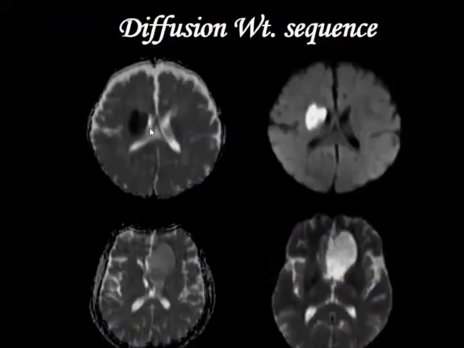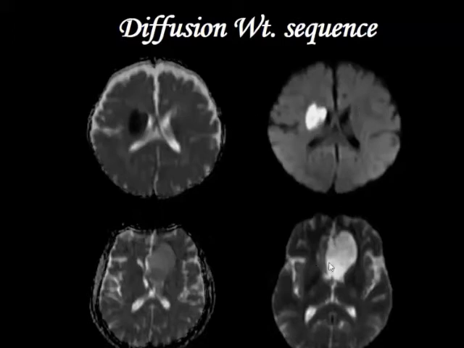Diffusion weighted sequences are used basically for infarction, number one. Second, to differentiate arachnoid cyst from epidermoid. And that is very, very important. So you have to differentiate epidermoid from arachnoid cyst. When you do a diffusion weighted sequence, if it turns white, that means there is restricted diffusion, there is cytotoxic edema, and this is called ADC maps, which is exactly the reverse of diffusion.